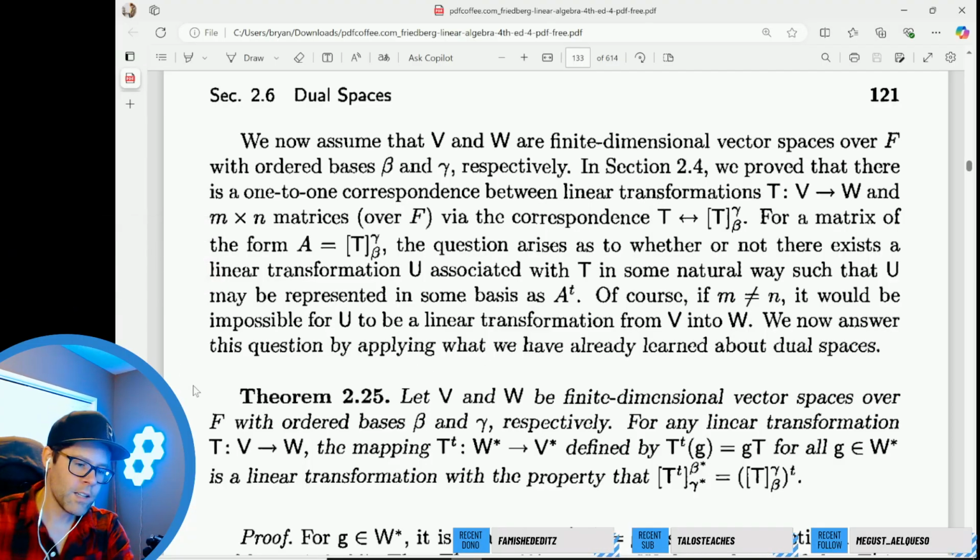So we now assume that V and W are finite dimensional vector spaces over the field with ordered basis beta and gamma, respectively.